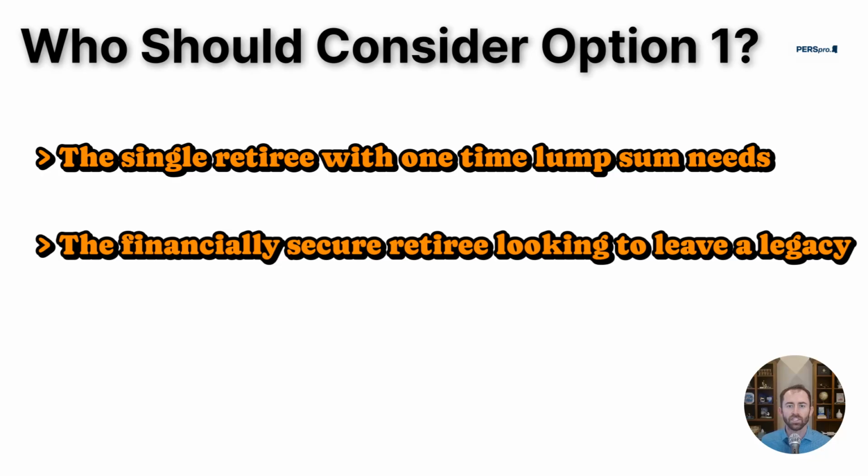The financially secure retiree looking to leave a legacy. If you are a financially secure retiree that does not need the highest benefit amount afforded under the maximum retirement allowance option, then you can defer retirement income and federal income taxes to a future period where any remaining account balance could be distributed to your beneficiary or beneficiaries.